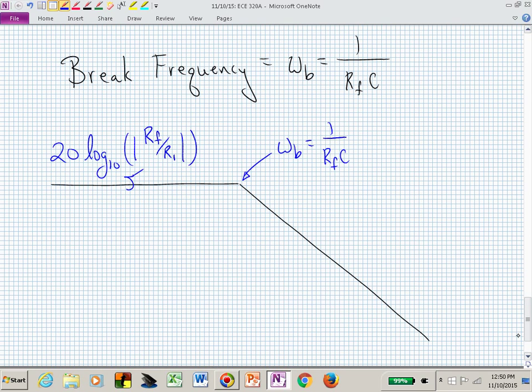Which means that if we are flat, we are rolling off at a constant rate of minus 20 dB per decade, or, for those of you that are musically inclined, it's 6 dB per octave.